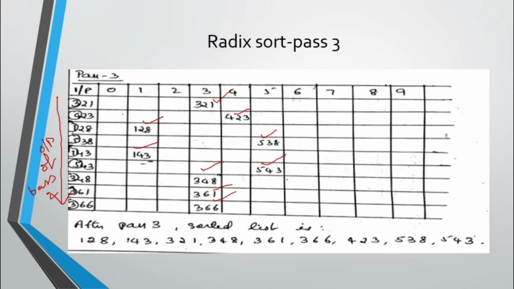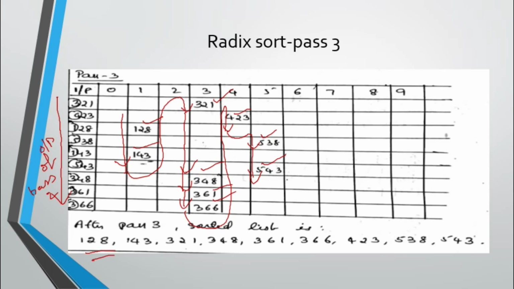Now if you observe, students, again start that way. 0 you don't have anything, 1, 128, then 143 comes. Then go to 3, that is 321 comes first, then 348 comes, that is top to bottom always. 361, then 366, then go to 4. Again 423, only one number, then come to 5, 538, then 543.